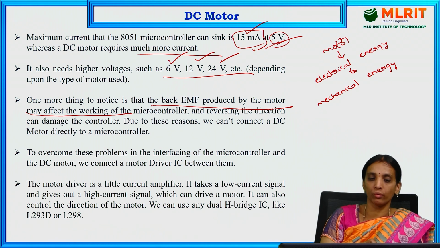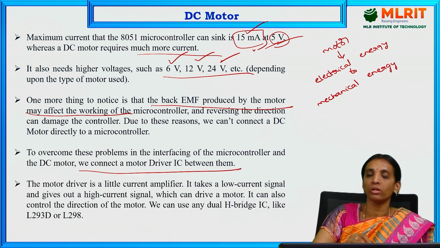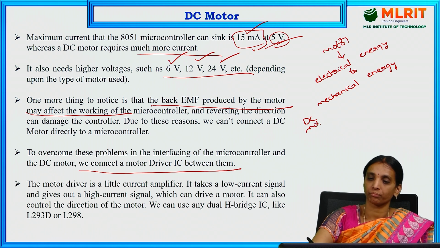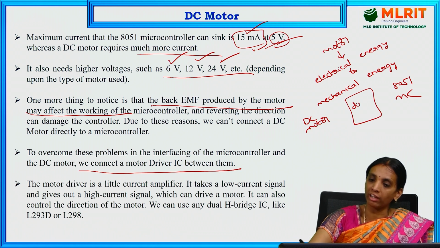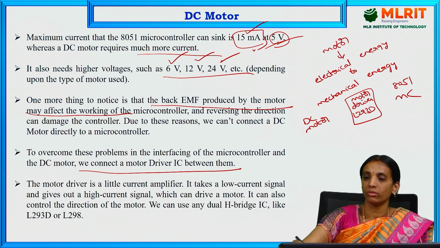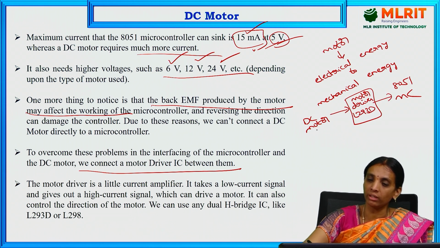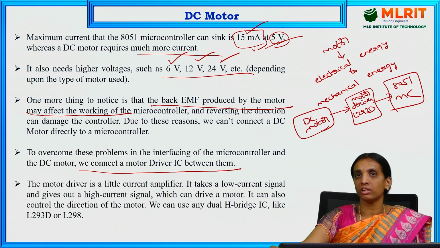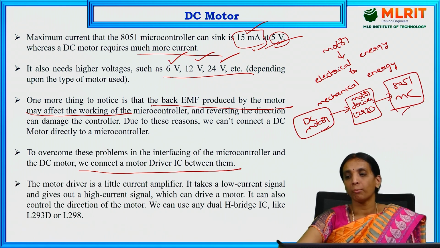To overcome these problems we need to use a motor driver in between the DC motor and the 8051 microcontroller. Here we use a driver called the motor driver L293D. It is used in between the DC motor and the 8051 microcontroller, so it will not cause any damage to the microcontroller.